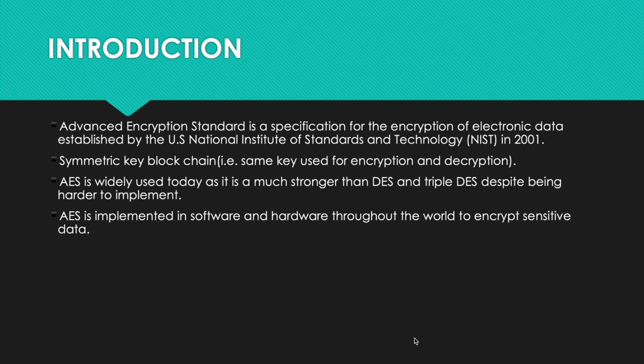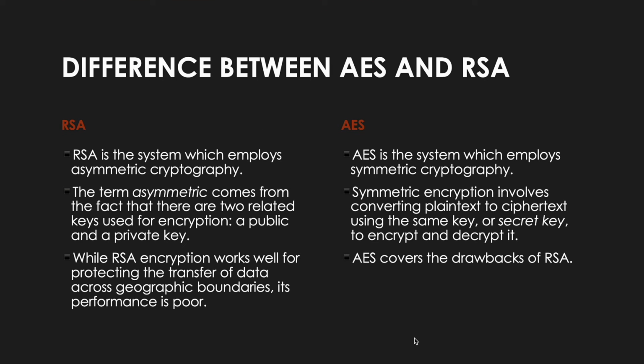It is a symmetric key block cipher, that is, the same key is used for encryption and decryption. AES is widely used today as it is much stronger than DES and triple DES despite being harder to implement. AES is implemented in software and hardware throughout the world to encrypt sensitive data.